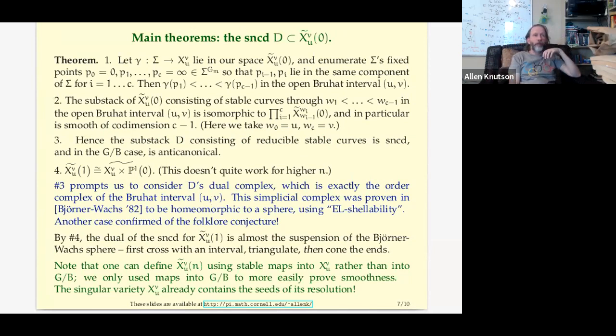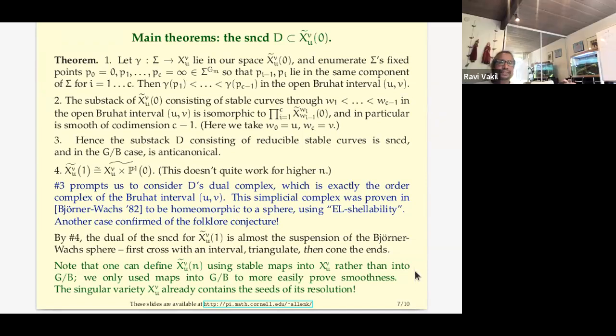Here's my chains. So a chain for me gives me a smaller stratum in my SNCD, which gives me therefore, dually, a larger face in my dual complex. And again, the combinatorialists got there first. This is homeomorphic to a sphere. So, 40 years ago. And this was, I already talked about with Ravi, that I'm using G mod B to get a hold of this thing.